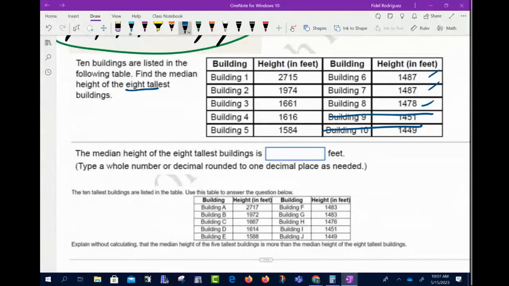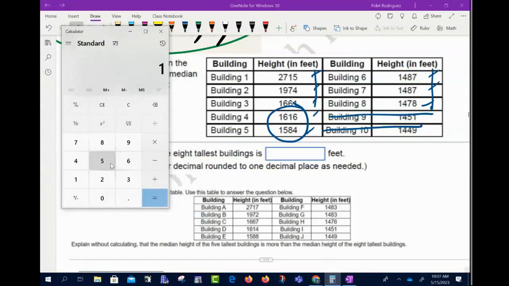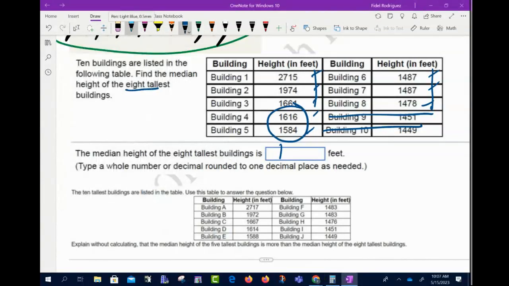Okay, so look, we have 1, 2, 3, 4, 5, 6, 7, 8. Okay, we got to find the average of the middle two. Would you guys agree that these are the middle two? Right? Because there's 3 here and there's 3 there. So we're going to find the average of those two. So look, let's add those two numbers together, y'all. 16, 16, and what, 1584? And we're going to divide it by 2, 1600. There you go. And there is the height of the 8 middle.